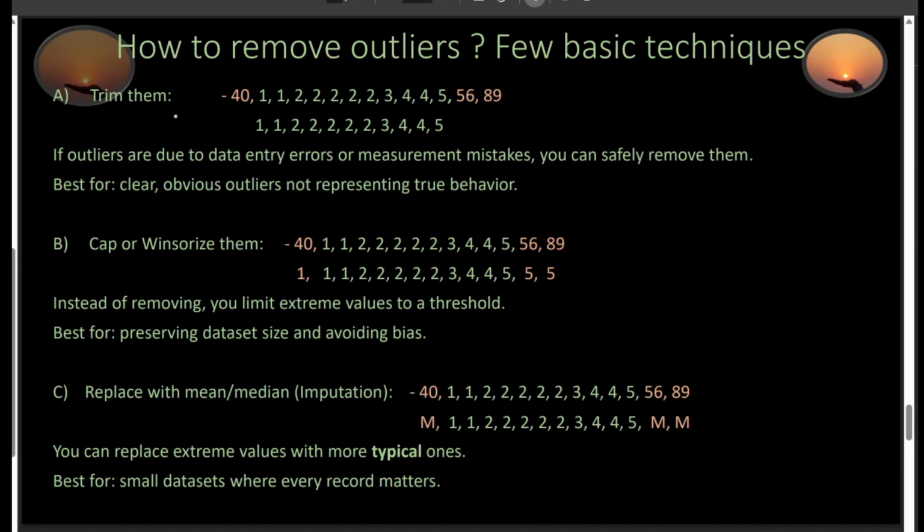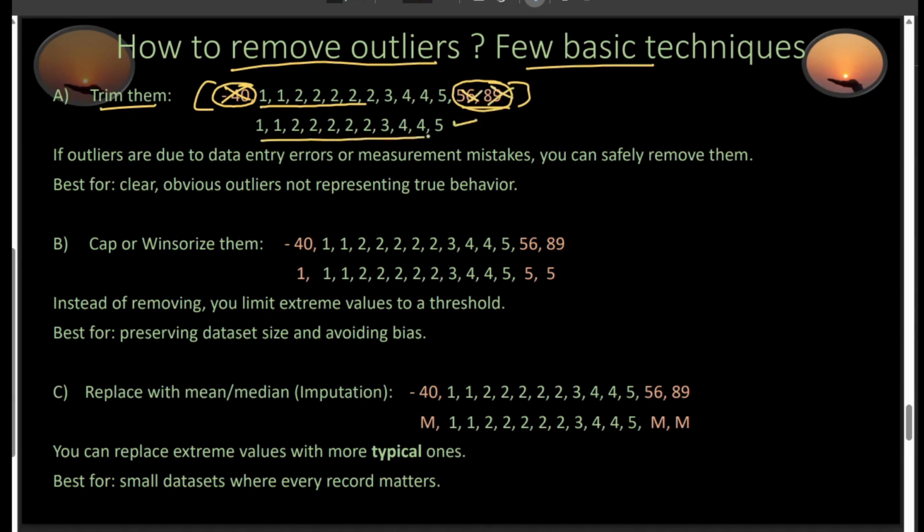So now let's focus on how to remove your outliers. There are a few basic techniques we can use. The first one is trimming. Let's say this is your data set, and you can see this one right here is your outlier value. All my values are 1, 1, 2, 2, 2, 2, 2, 3, 4, 4, 5, and then all of a sudden you have these big values on either side of my data set. In this case, I can just remove minus 40 and I can remove 56, 89 completely, and then I'm left with this data set right here. So this is one solution.